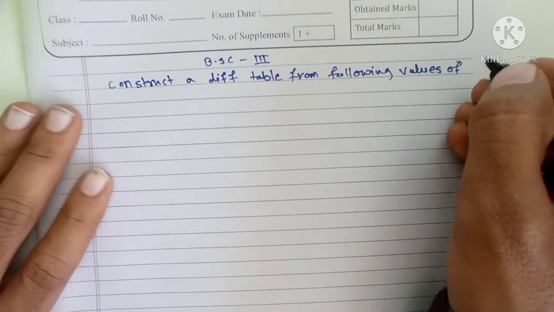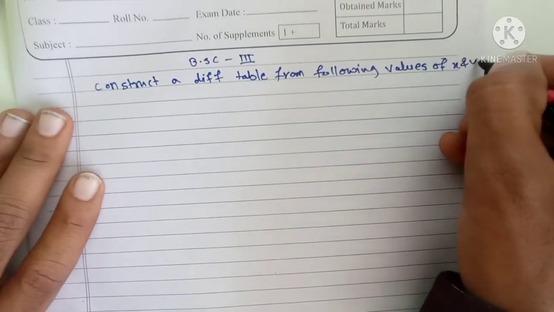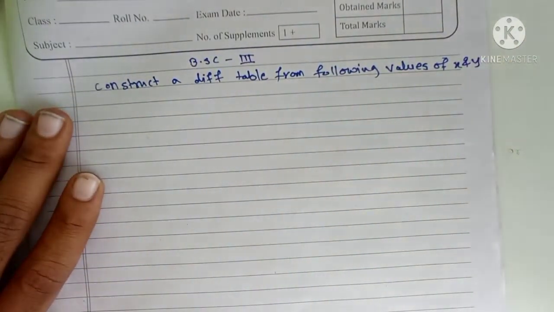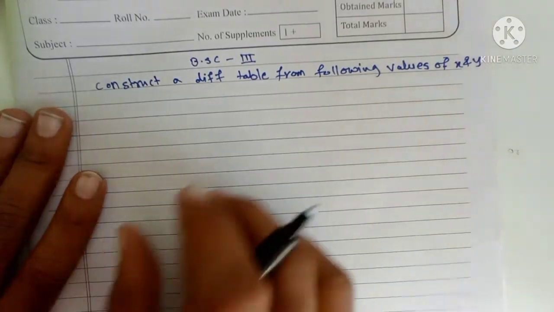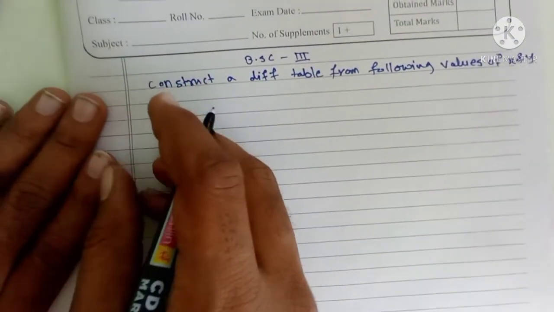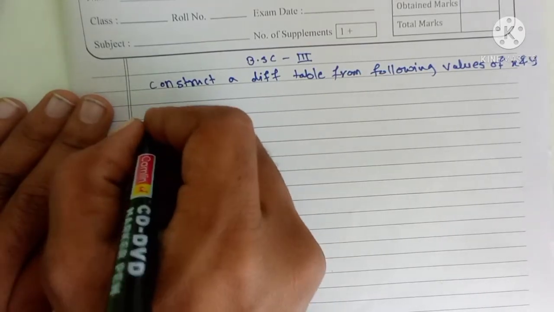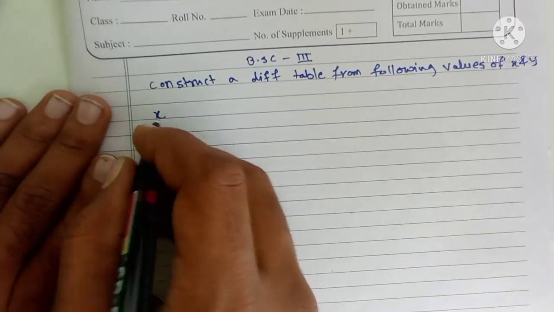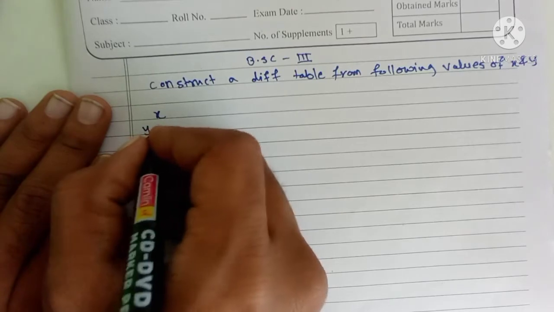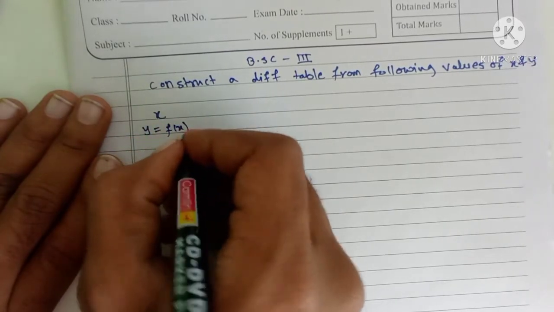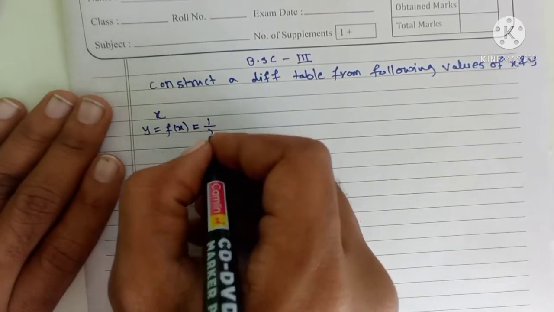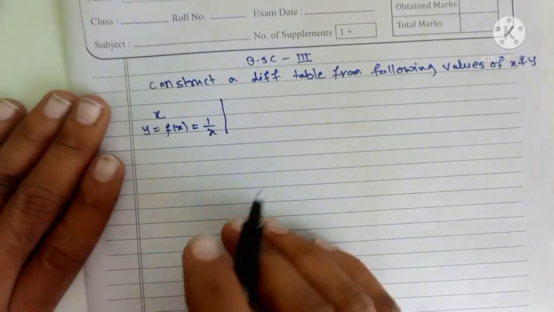Following values of x and y. Now we have to construct the table. So the values of x and y are to be given. X, which is argument, y is equal to f of x is equal to 1 by x. It is a given function.